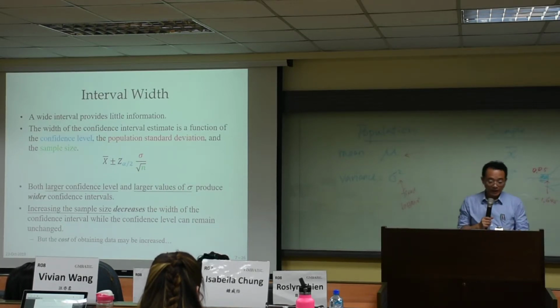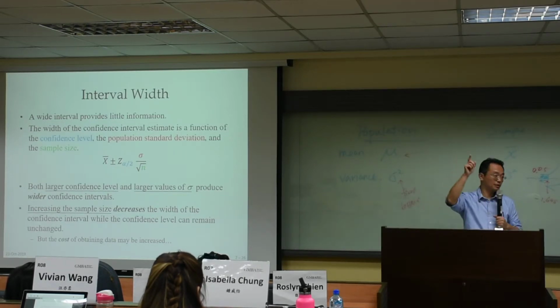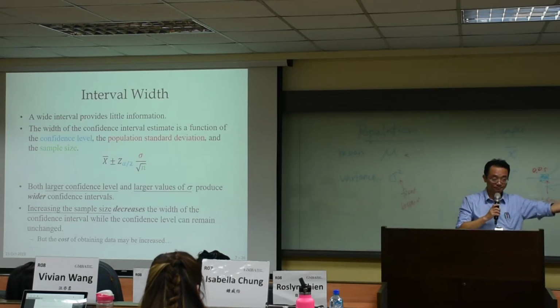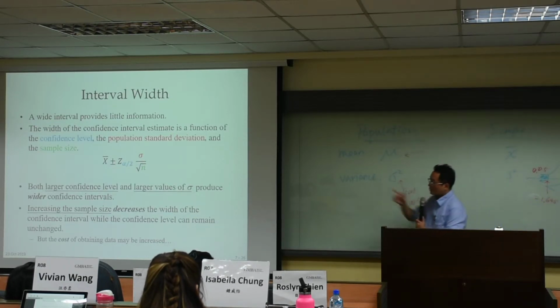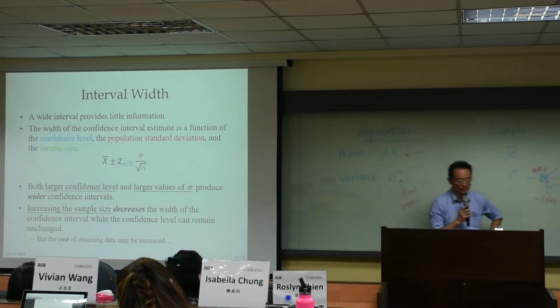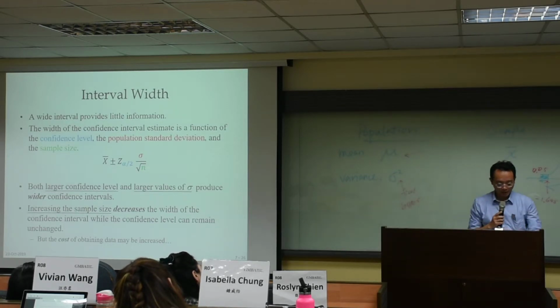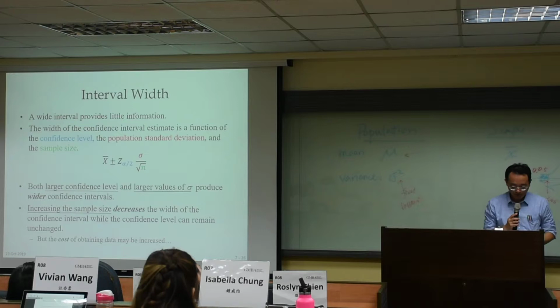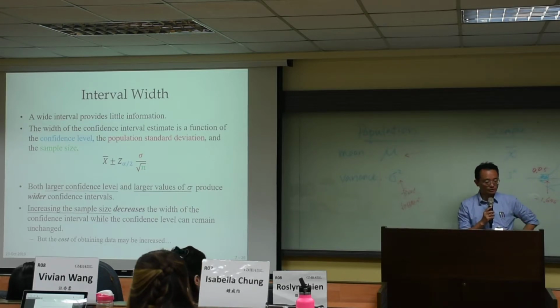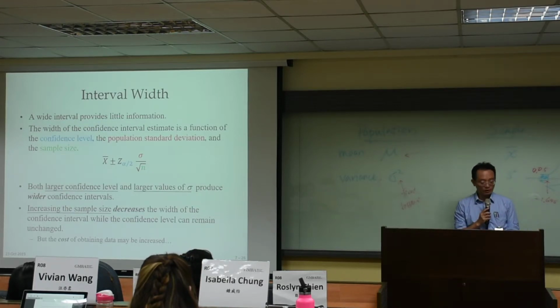And for the red population standard deviation, because it's in the position of the numerator, if it's bigger, then the width is wider. And the sample size: increasing the sample size will decrease the width of the confidence interval, while the confidence level can remain unchanged.